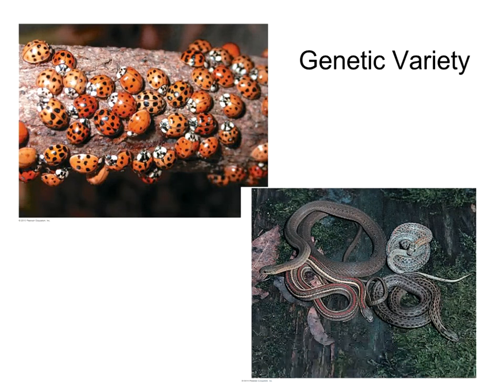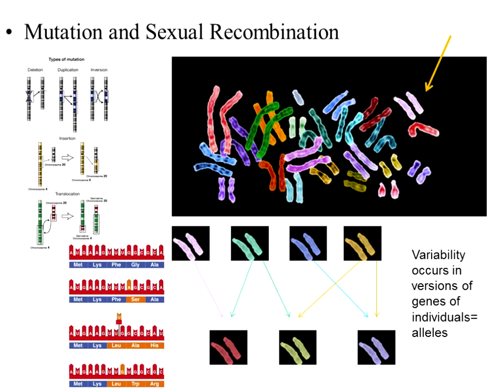This is an example of two forms of genetic variety. Ladybird beetles, or ladybugs, you can see how much variation there is in their coloring. If a particular type of coloring has some kind of adaptive advantage, those particular patterns will increase in the population, for example. Garter snakes, here's another example where the same species, essentially, of snake have a variety of colors. So genetic variety is everywhere.